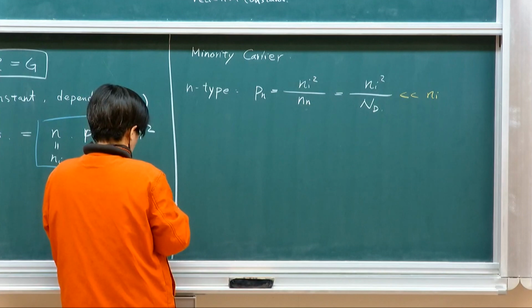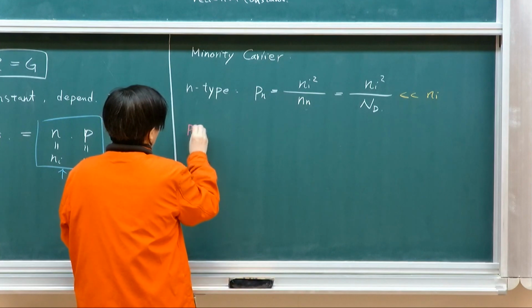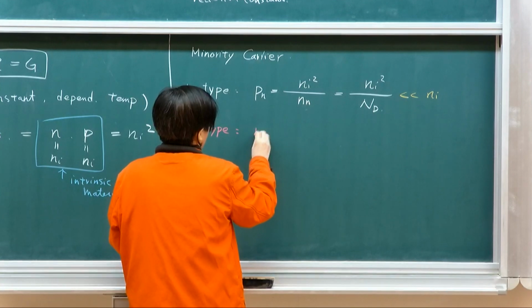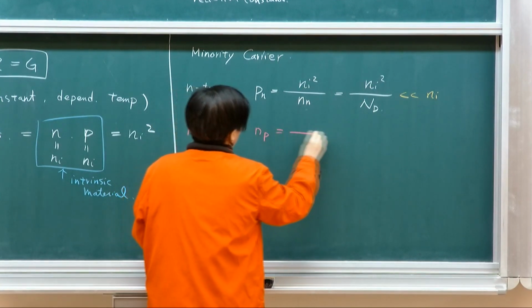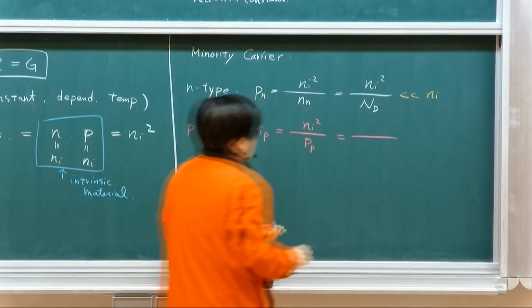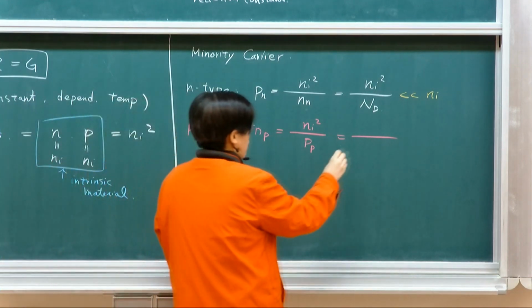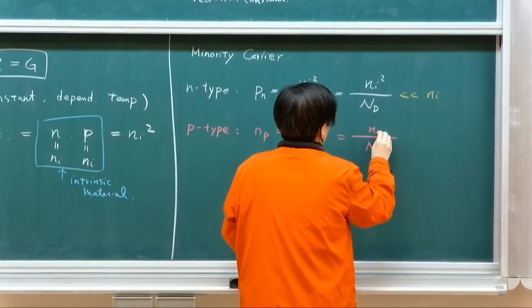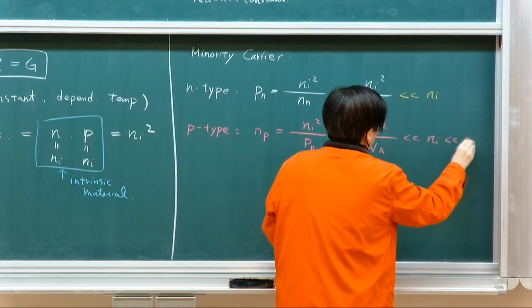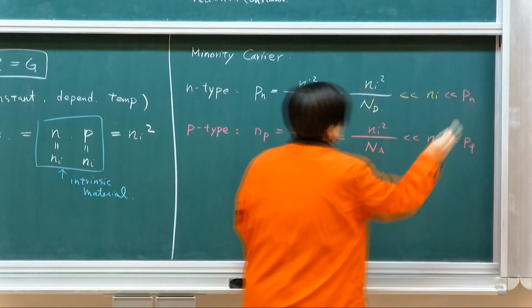You can also do the p-type. So for p-type, the minority carrier will be Np, which will be Ni squared divided by Pp. And we know that in p-type semiconductor, the dopant is an acceptor, so it's Ni squared divided by Na. And this is also smaller than Ni, smaller than Pp. Pn. Okay?